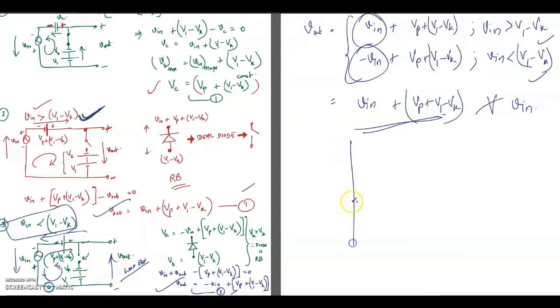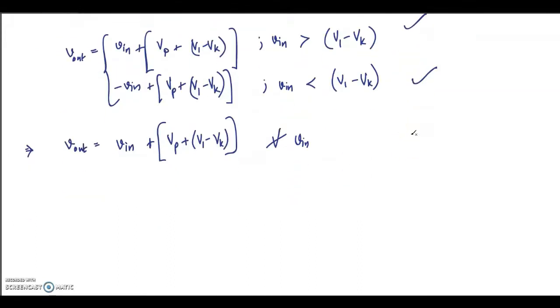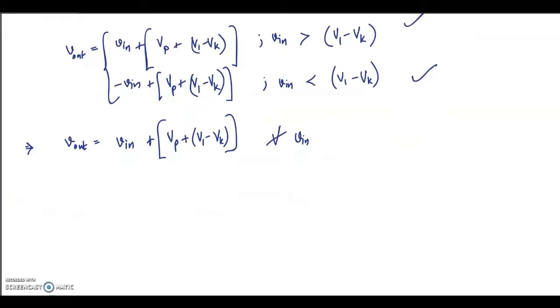Based on this, let us draw the waveform. Okay, input and output waveforms. Let's do that. General equation is V out is equal to Vn plus Vp plus V1 minus Vk for all values of Vn, meaning it can be greater than V1 minus Vk or less than V1 minus Vk. Based on this, like we said earlier, we're going to draw the waveform.